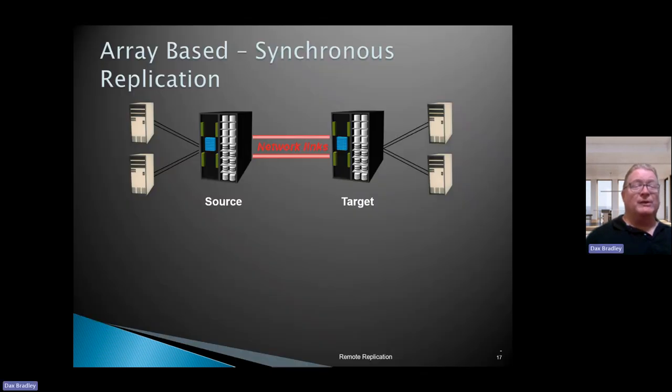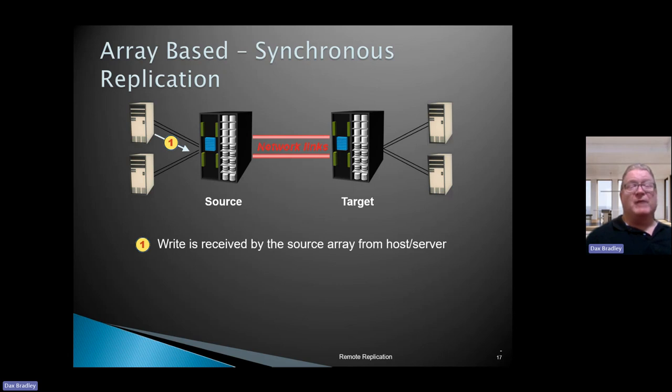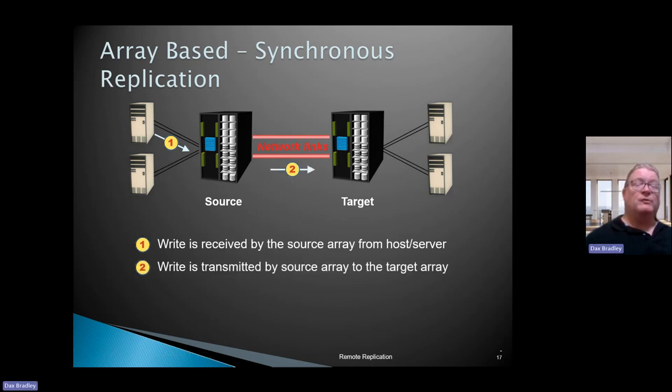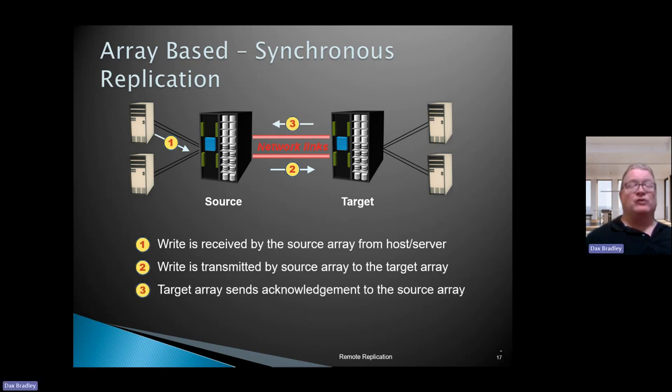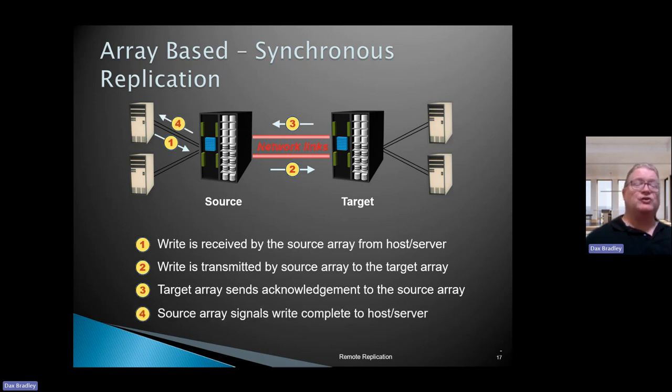In array-based synchronous replication, the write is received by the source array from the host server depicted here. Then the write is transmitted by the source array to the target array. The target array sends an acknowledgement back to the source array, like a handshake saying, "We got it." And the source array signals the write complete to the host server.